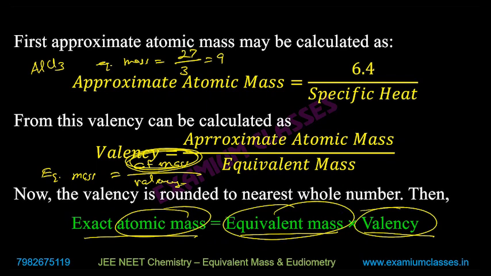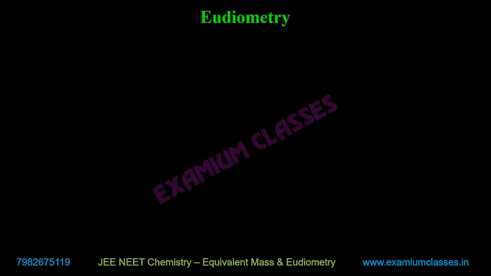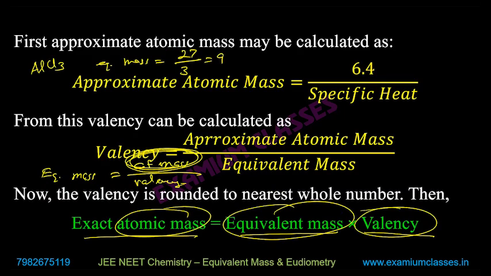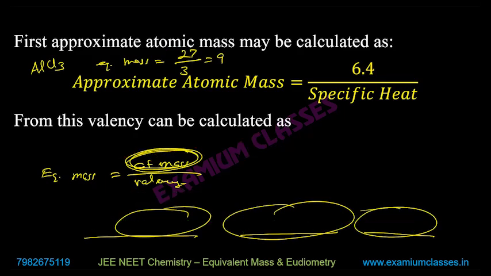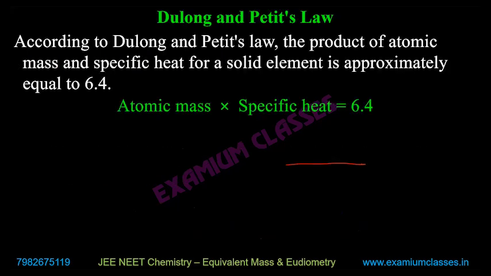So exact atomic mass can be calculated by the Dulong-Petit law. Is that clear or not, what I am saying? Yes, sir. Okay. So just remember, atomic mass into specific heat is equal to 6.4. This is the Dulong and Petit law. They gave it, okay, scientists.